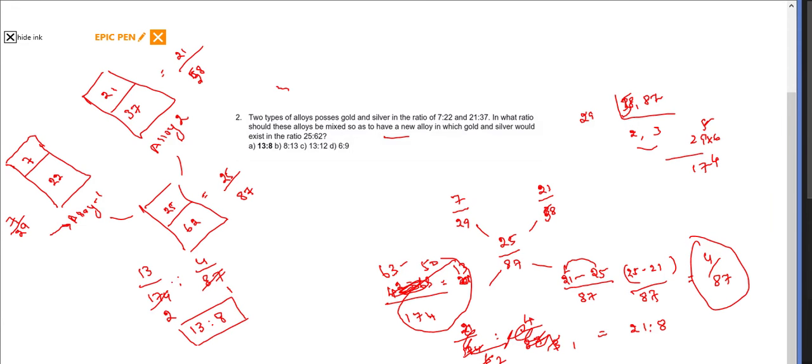So what does that mean? That means that we should mix 13 parts of alloy 1. For example, 13 kgs of alloy 1 and 8 kgs of alloy 2. If we mix these two in this particular ratio, it is going to result in a third alloy, which is going to contain gold and silver in the ratio 25 is to 62. So that is our answer, 13 is to 8.